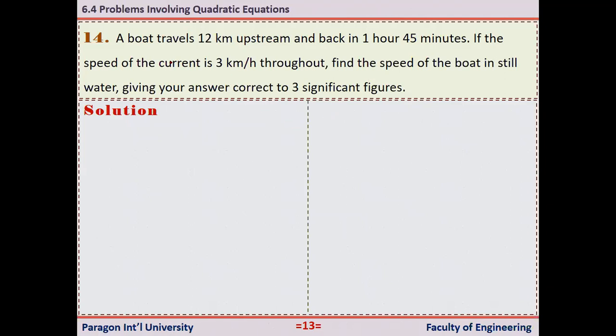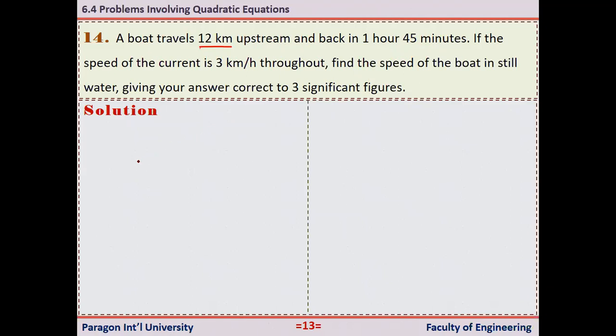Here it says that a boat travels 12 kilometers upstream and back in 1 hour and 45 minutes. From this question, some people may understand that the total distance is 12 kilometers, and some people may think that one way is 12 kilometers. But here it says that a boat travels, so this is all it traveled.